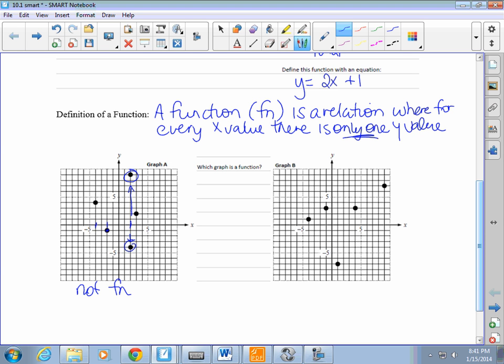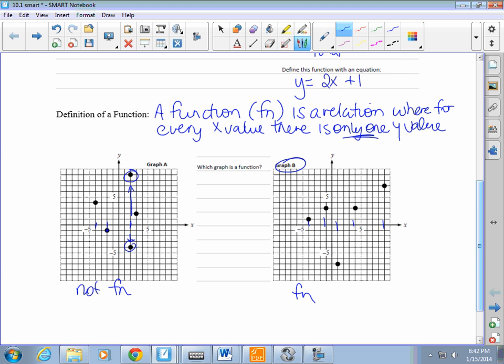not a function. If I take a look at this graph, so at -4, there was only one y value. At -1, there's only one y. At 1, there's only one y value. And at 4, there's only one value. And then there's one over here at, I'm not sure if that's 10 or 11, but whatever that value is, there is only one y value. So this one is a function. And that's because for every x value, there's only one y value on this graph.